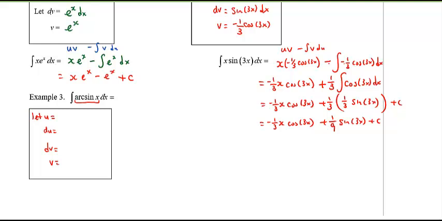Well, if I'm going to let u equal to something, it's something I can take the derivative of. And in this case, the only thing I can take the derivative of is arc sine of x. So what's left over as my dv then? If you said dx, you are correct. So now, what is the derivative of arc sine of x? Well, that's just 1 over the square root of 1 minus x squared. Don't forget your dx. And then what is the integral of dx? Well, that's just going to be x.